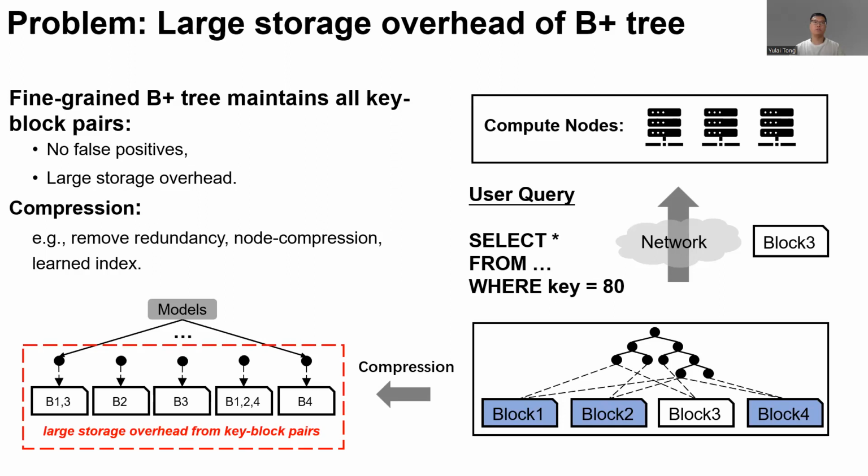To mitigate the storage overhead of traditional B-plus trees, many compression methods have been proposed, such as prefix and suffix truncation and node compression approaches. Among these methods, learned indexes have shown the potential to dramatically reduce storage overhead by replacing tree structures with linear function models. However, there is an issue. In data analytics, all individual key block pairs still need to be maintained, resulting in a significant storage cost.